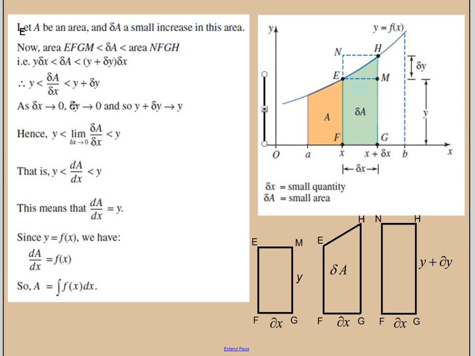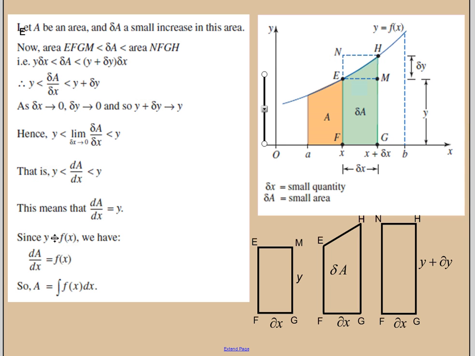So we can say then that y plus delta y is approaching y. Therefore, as delta x approaches 0, the limit of delta A over delta x is less than y. Now it can't be less than both, so the conclusion must be that in the limit this becomes dA/dx equal to y.